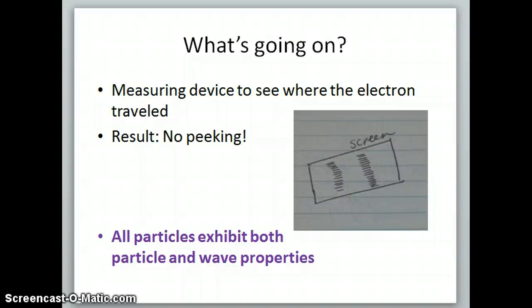So all particles really do exhibit both particle and wave properties. It all depends on how you look at it, and this experiment and the wave-particle duality is what led to the uncertainty principle, which we will talk about in a minute. But that, in a nutshell, is the wave-particle duality.